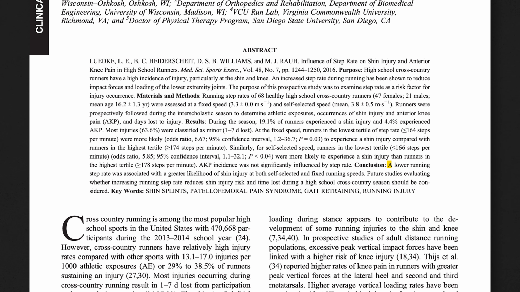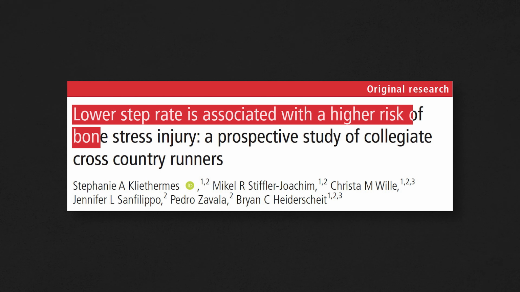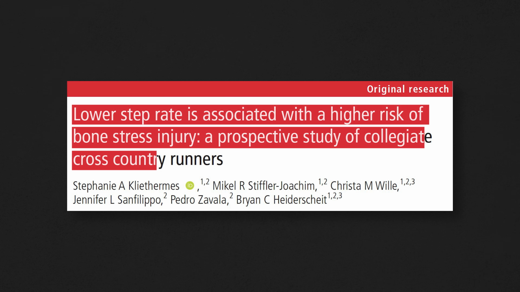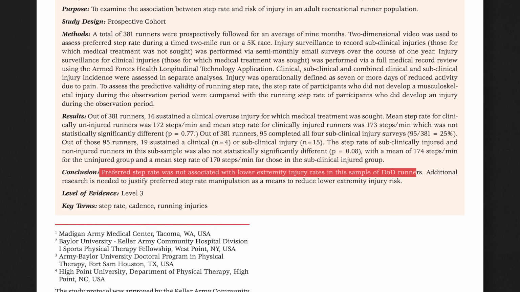Ludke et al. in 2016 found that a lower cadence was a predictor of developing medial tibial stress syndrome, or shin splints, in high school runners. A study in 2021 had similar findings in collegiate long-distance runners, where a lower relative step rate was associated with the development of all bone stress injuries. A low running cadence was not found to be a risk factor in the development of general running-related injuries in individuals in the military setting, however.